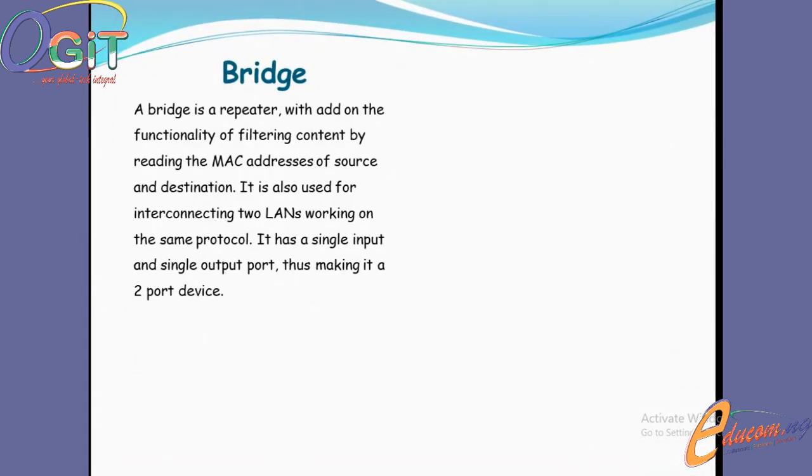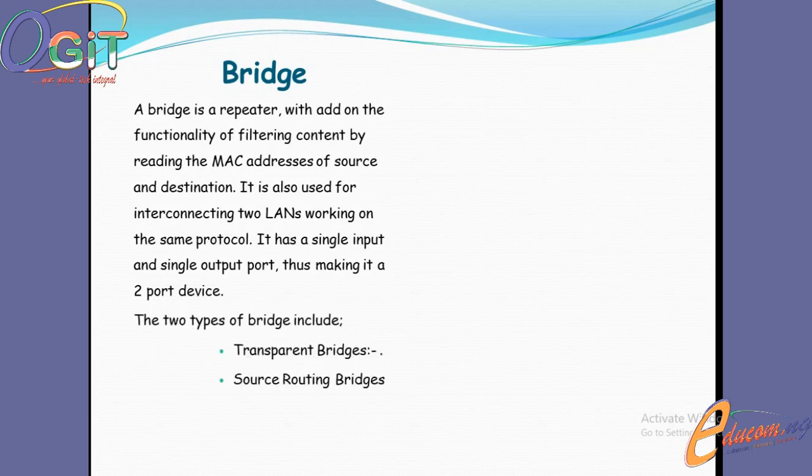Now we're going to talk about the bridge. A bridge is a repeater which adds the functionality of filtering content by reading the MAC addresses of source and destination. It is also used for interconnecting two LANs working on the same protocol. It has a single input and a single output port, thus making it a two-port device. The two types of bridges include transparent bridges and source routing bridges.